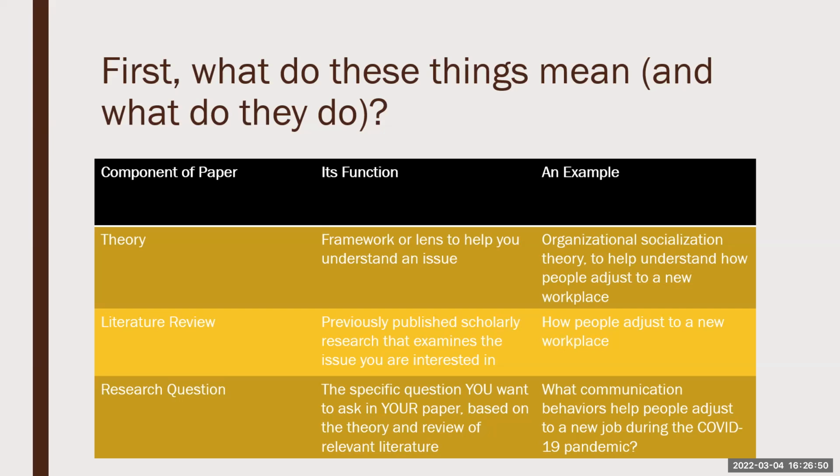And then based on the theory and the literature review, you come up with a research question. And basically the research question is the specific question that you want to ask in this paper, your paper, based on this theory and review of relevant literature. So again, going back to our example of adjusting to a new workplace and organizational socialization, the research question that could develop from this is what communication behaviors help people adjust to a new job during the COVID-19 pandemic?